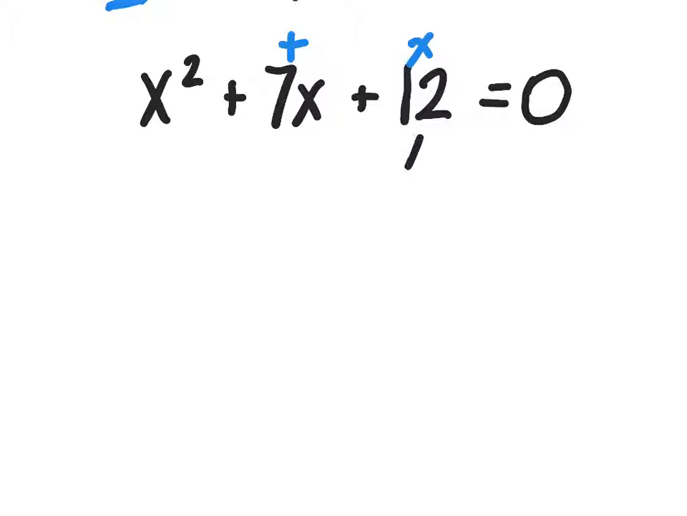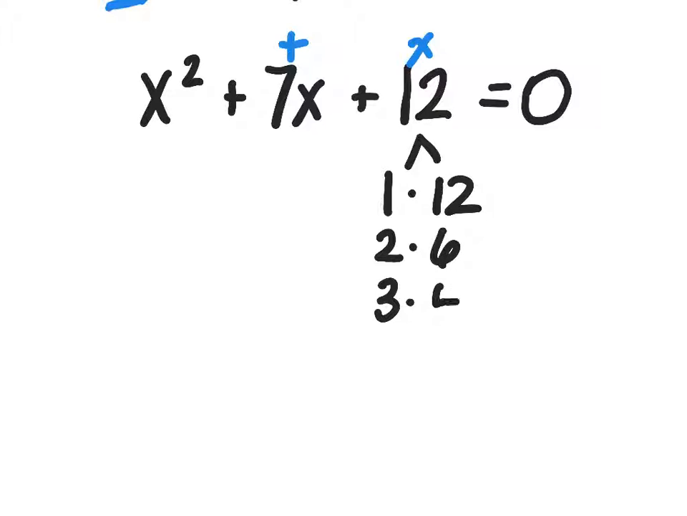So to do that, I'm going to make a factor tree underneath c, my 12. So I'm going to start at 1. I know that 1 times 12 will equal 12, 2 times 6, 3 times 4, 4 times 3. I know that that's a repeated value, so I can stop there. So now that I have all the numbers that are going to multiply to 12, I want to see which one of these factors will add to positive 7.